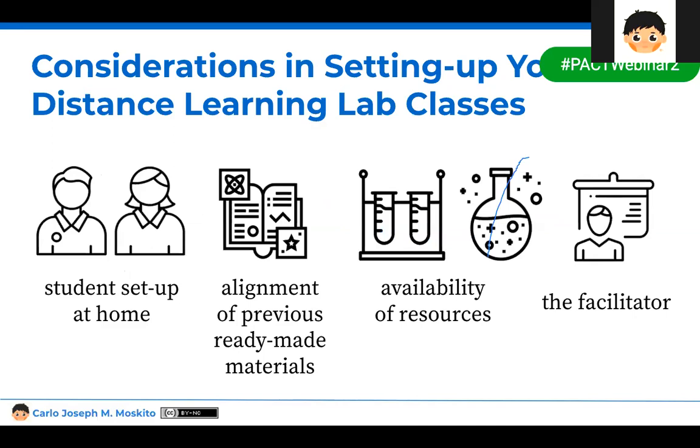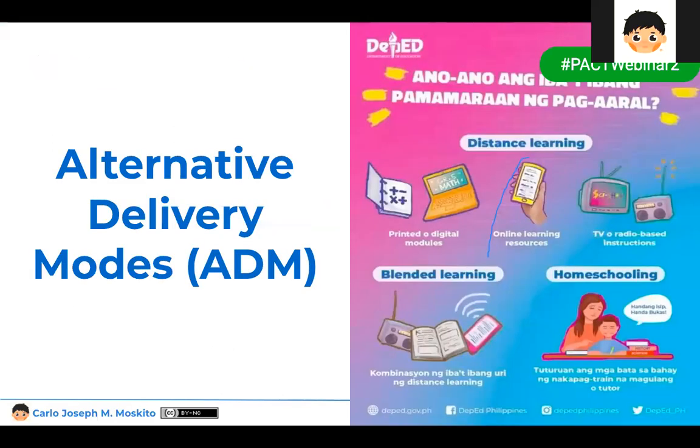So we outlined four. So first is the student setup. Second is the alignment of raw material. Do we have available resources and who will facilitate, or if there's a need for facilitating.